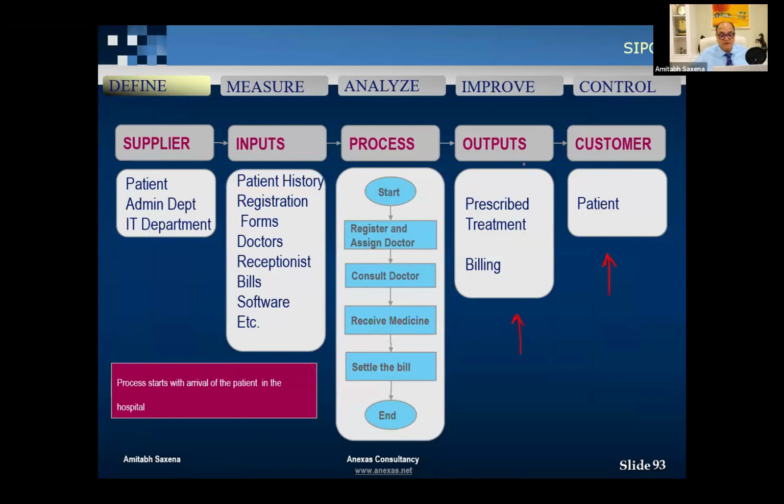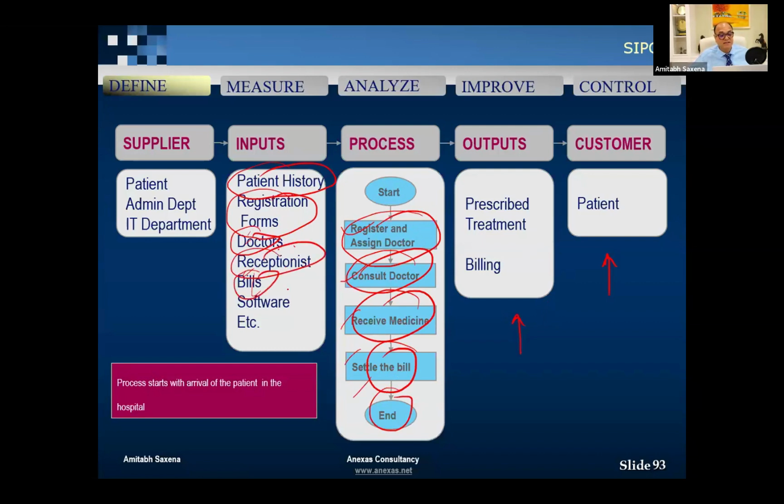If I'm talking about waiting time for a patient, the output measure would be waiting time. Process measures would be time taken to register, time taken to consult the doctor, time taken to receive the medicine. These are all our process measures. An input measure means availability of patient history, yes or no. Registration forms available, yes or no. These are all attribute data. Doctors available, yes, no. Receptionist skilled, yes, no. Bills done in time, yes, no. Software working, not working. These are all input measures, either expressed as continuous data or attribute data.